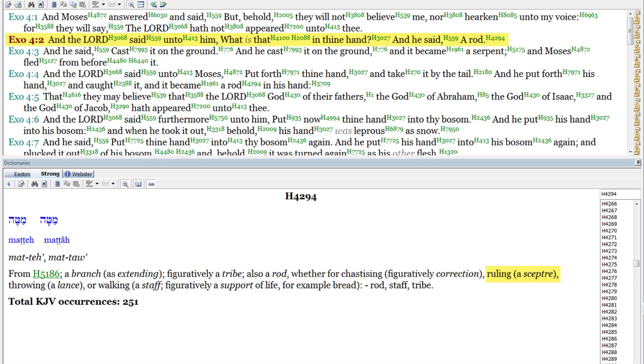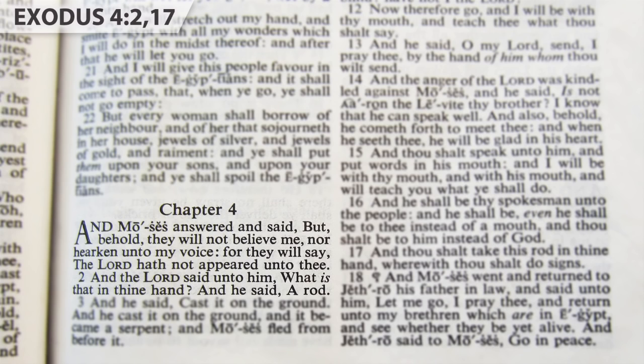And so, again, keep this in mind. Moses is a ruler. He had royal experience growing up in the household of Pharaoh. And he was a shepherd, too, as well. And God was bringing attention that the rod and the symbolic scepter that he had in his hand was going to become very important during this Exodus time.